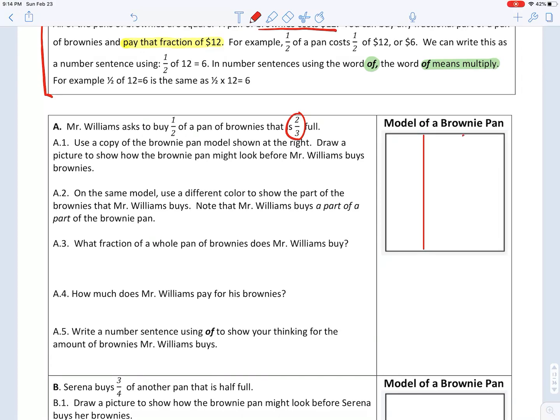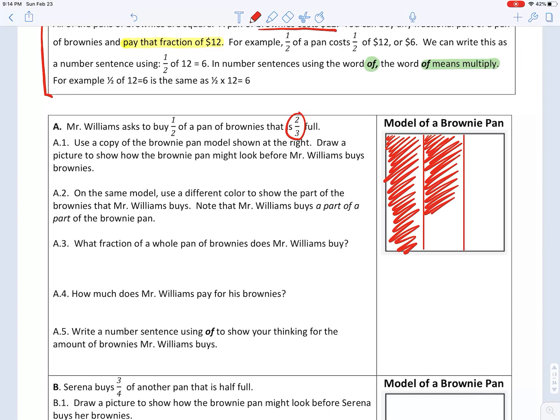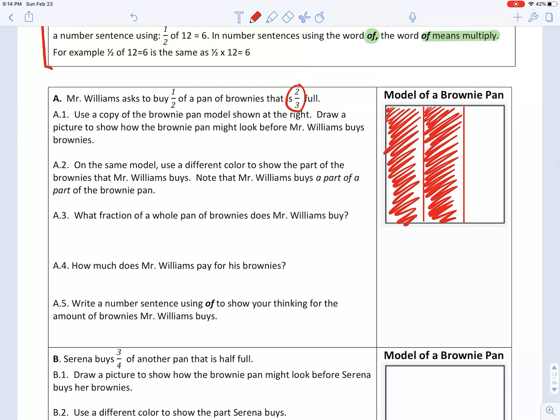So it might be a good idea to split your brownie pan into thirds as best you can. It doesn't need to be perfect, but it needs to be almost there. They need to look like thirds. And we need to show that it's 2/3 full. So I'm going to go ahead and shade in 2 of these rectangular pieces. There we go. I love me some brownies because they're delicious. So there's 2/3 of a brownie pan.